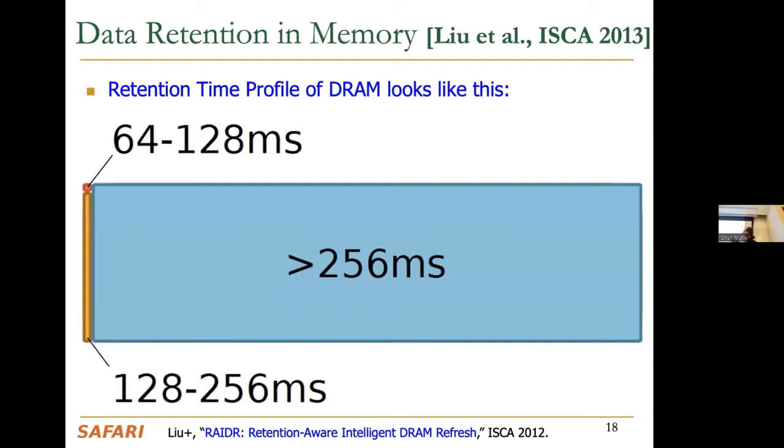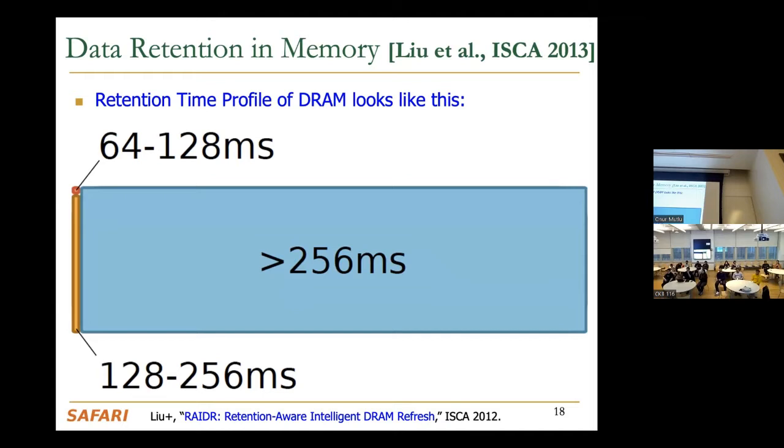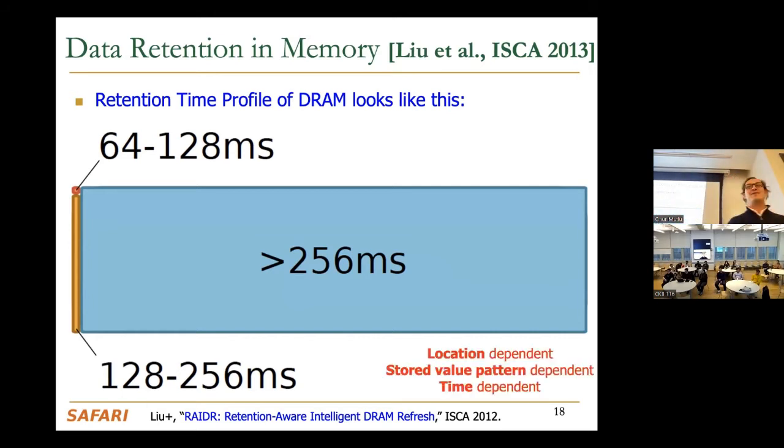But if you test DRAM, you will figure out that most of the cells can retain data for much longer than the rate at which we're refreshing DRAM today. So for every 64 milliseconds, every cell is refreshed. But if you understand this retention time profile of cells, and if you're careful, you can get rid of most of the refreshes. And that was our goal. It's not that easy. That's why we built this infrastructure.